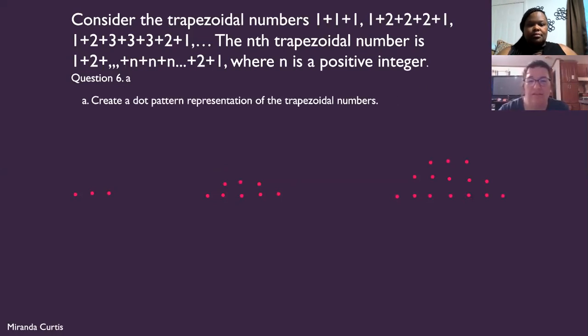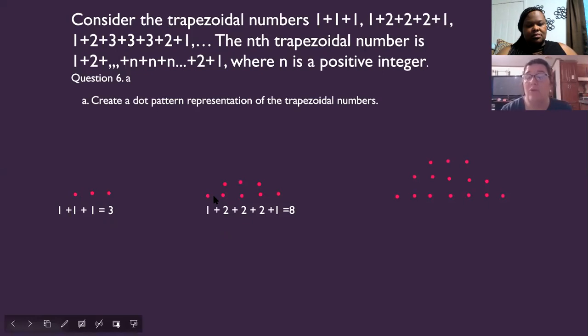Okay, so it says create a dot pattern representation of the trapezoidal numbers. So what we're going to do, 1 plus 1 plus 1 equals 3. Over here with our dots, we're going to put a dot above each number. So we have 1 dot above 1, 1 dot above 1, 1 dot above 1, which gives us 3. And then for our next one, we do the same thing. This makes it really easy if you put the dots above the number, because it tells you how many dots you need. And then you don't have to guess, because you get the number.